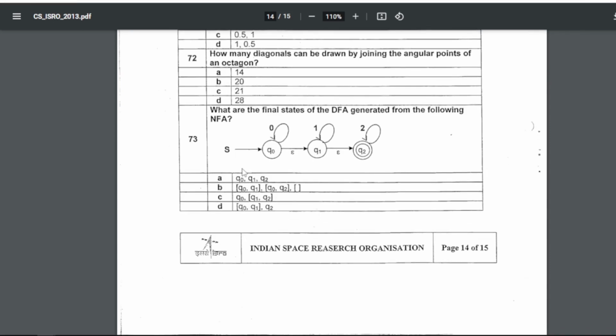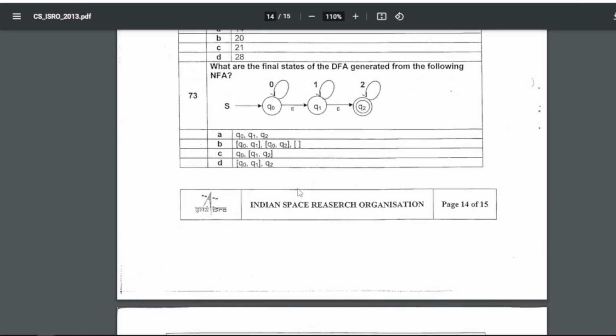Now question number 73 is: what are the final states of the DFA generated from the following NFA? Now we have to give the final states of the DFA, right? So in that case your answer will be A, that is Q0, Q1, Q2. As Q0 is connected to Q1, and Q1 is connected to Q2 through epsilon transition, in addition to Q2, Q0 and Q1 are also final states. So A will be our answer here.